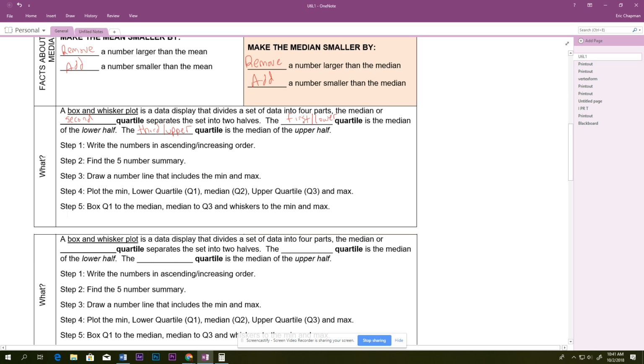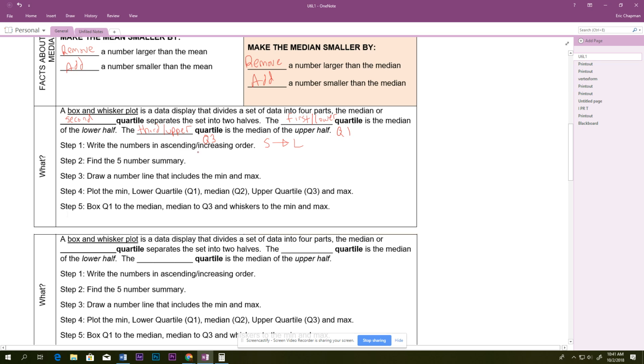So let's take a look at the first half. We can also call this Q1, for quartile 1, or the first quartile, and this last one is Q3, or quartile 3. So let's look at our steps. Step 1, we need to write the numbers in ascending or increasing order, from smallest all the way to the largest. We're going to find the 5-number summary.